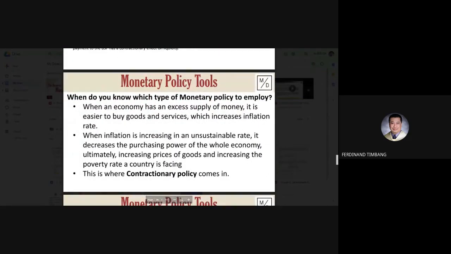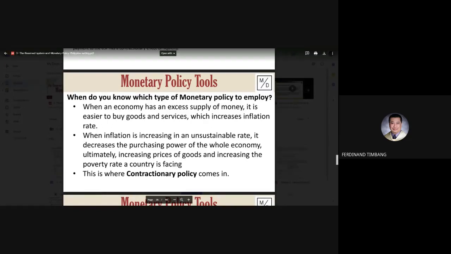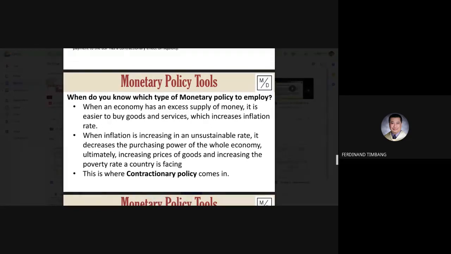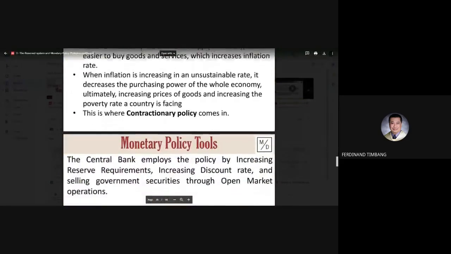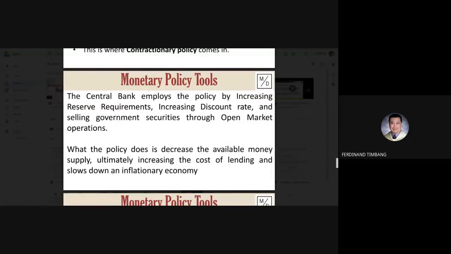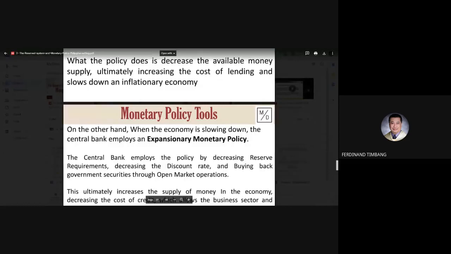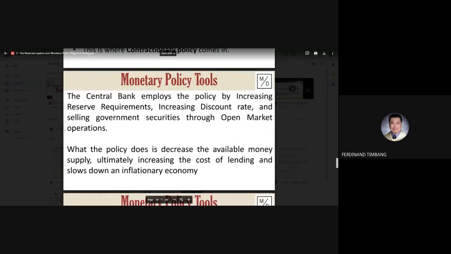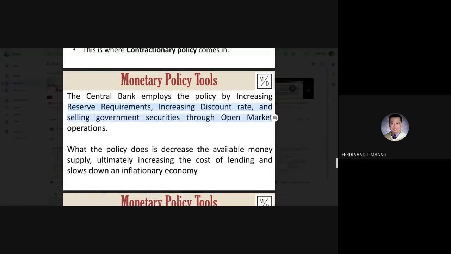Okay, so when do you know which type of monetary policy to employ? So one is when the economy has an excess supply of money, it is easier to buy goods and services. So pagdating sa ganyan, contractionary policy kasi sobra ang pera. Pero kung kulang ang pera, anong gagamitin? Ito na, expansionary monetary policy. So ito yung mga ginagamit nila, di ba? Reserve requirements, increasing discount rate, and yung open market operations.